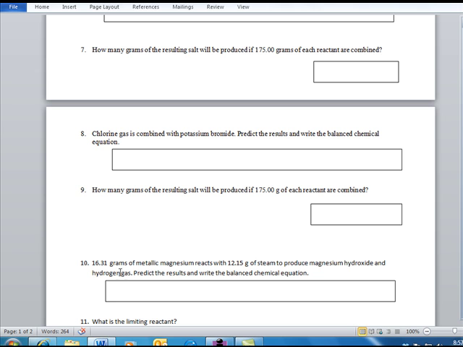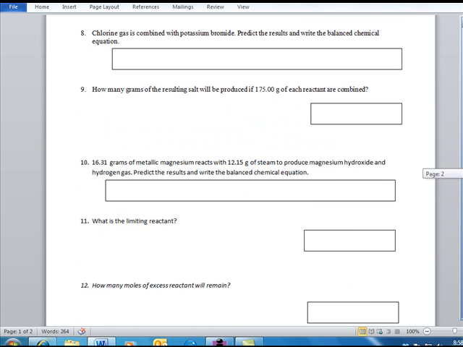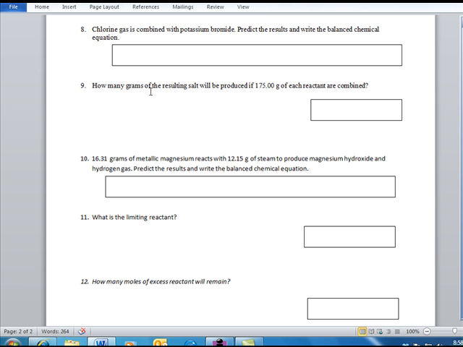Number 10 says we have 16.3 grams of metallic magnesium that reacts with 12.5 grams of steam. Again, this is another limiting reactant question. Predict the results and write the balanced equation. So we're going to write the equation, balance it first, and then find the limiting reactant. In fact, it asks you for the limiting reactant here, which, if you didn't pick that up, should jog your memory from the previous question.